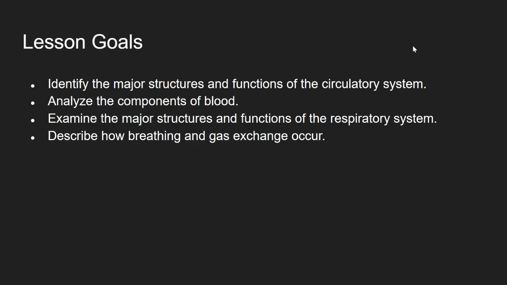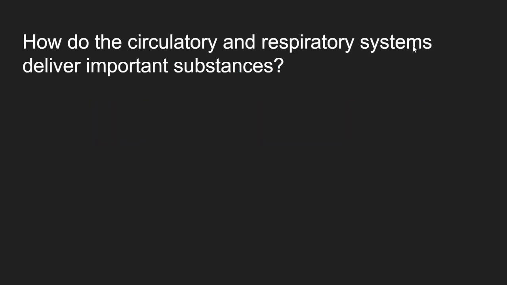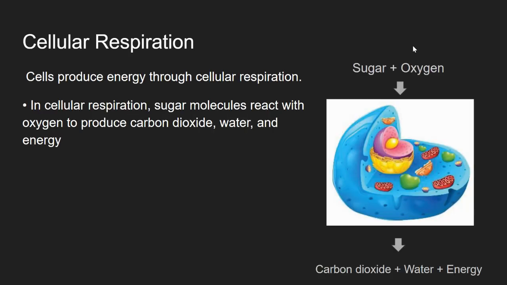Today we're going to be discussing the circulatory and respiratory systems. Our lesson goals are to identify the major structures and functions of the circulatory system, to analyze the components of blood, to examine the major structures and functions of the respiratory system, and describe how breathing and gas exchange occur. Our lesson question is, how do the circulatory and respiratory systems deliver important substances?